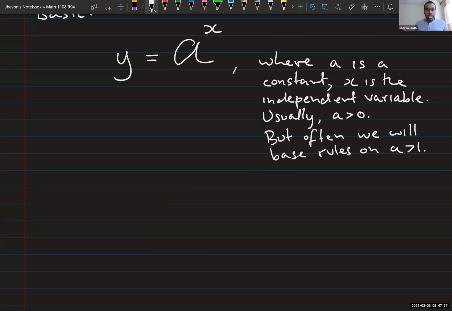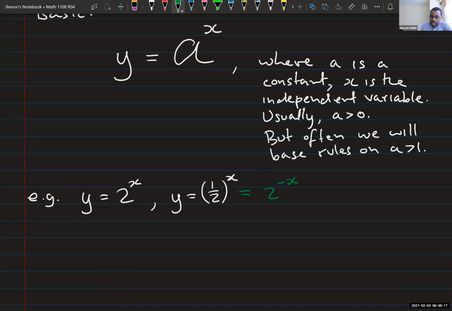Okay, all right, so examples. If I have y equals 2 to the x, that is an exponential. Or y equals 1/2 to the x, that is an exponential function. Notice that this guy, by the way, is the same as saying 2 to the minus x, right? So in the first situation, we wrote the base, it's positive, it's 1/2, but it's less than 1. But I could rewrite it in a way such that the base is larger than 1. So you should just be aware that we can always actually do that.